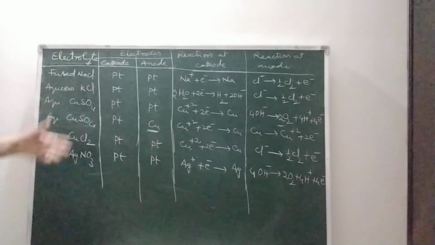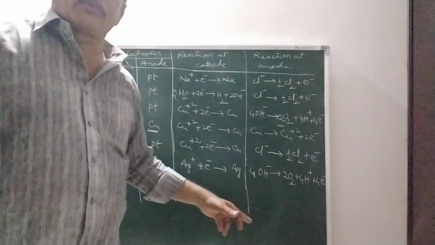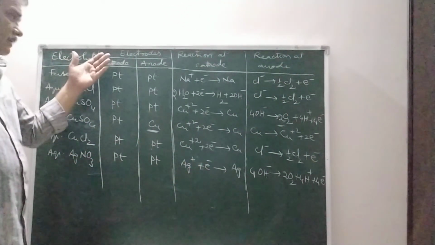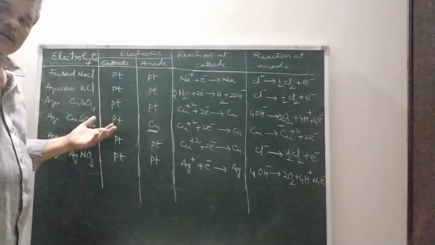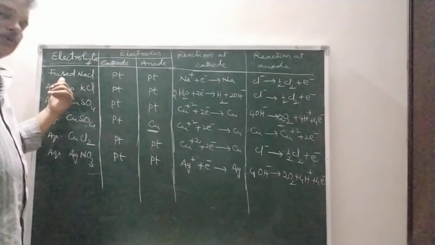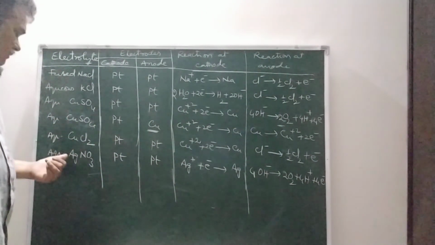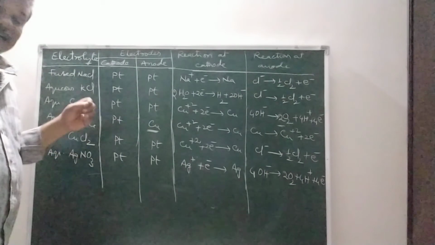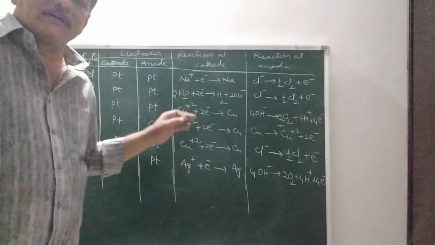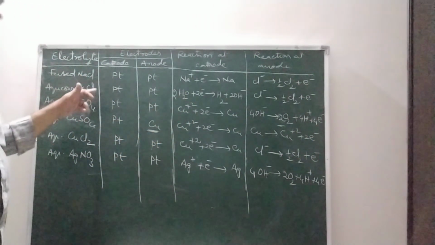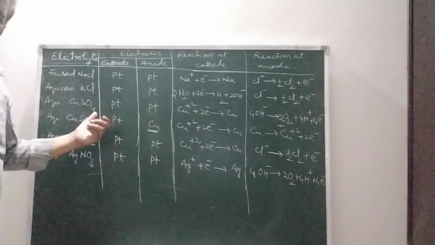In this way, we can determine the cathodic product and the anodic product if we know whether the electrodes are inert or active. Similarly, we need the nature of the solution, whether it is a fused electrolyte or an aqueous solution. That means the cathodic product or anodic product depends on the nature of the electrolyte and the nature of the electrodes used in the electrolysis process. Okay, right. Thank you.